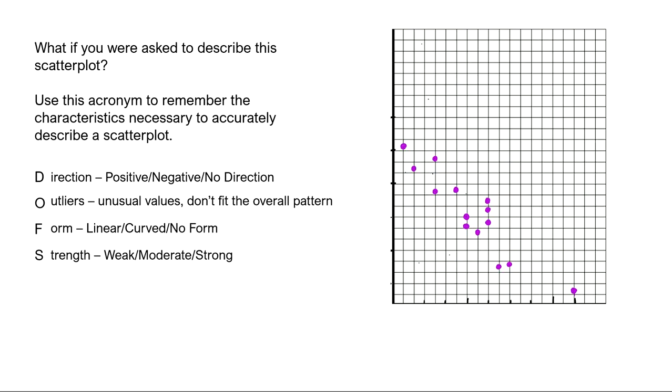And then strength. Is it weak? Is it moderate? Is it strong? Are there dots grouped close together? Are they spread far apart? Are they forming a very distinct line? Is it more of a mesh that's sloping up or down as we go through?